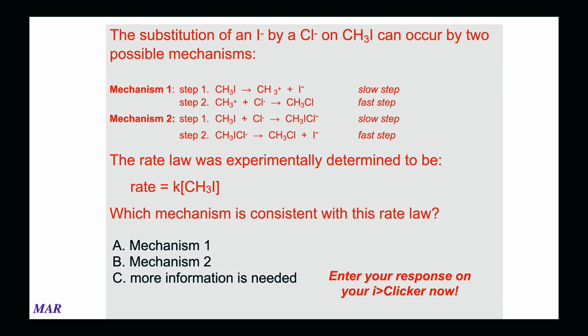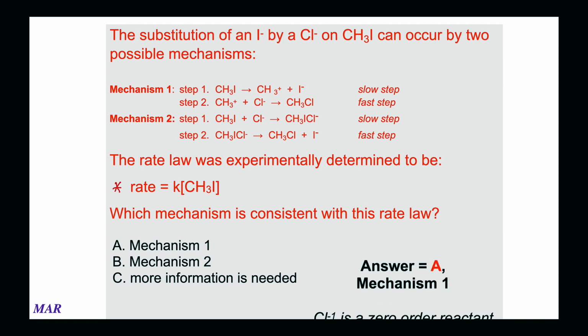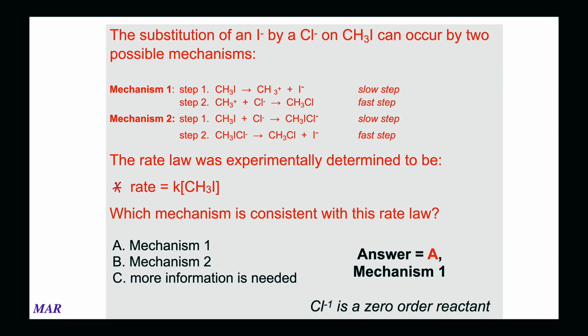And if you have a 0-order reactant, 0-order reactants are not part of the slow step. So what the rate law here is telling us is that in the slow step, you will have one CH3I only. That's the only thing you're going to have. And if you look at those mechanisms, mechanism 2 would have methyl iodide and a chloride. So if the rate law would have been first order with chloride instead of 0 order, mechanism 2 would have made more sense. But in this problem, no way. Mechanism 1 is the way to go.